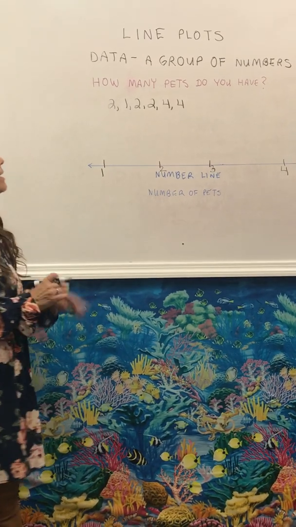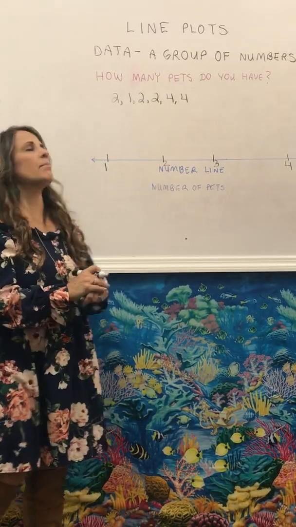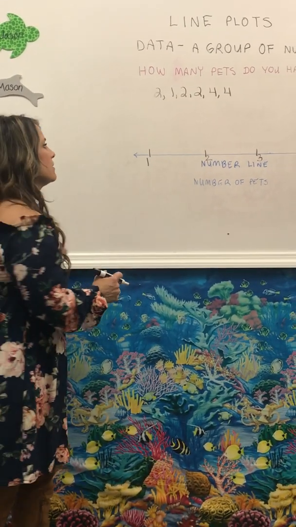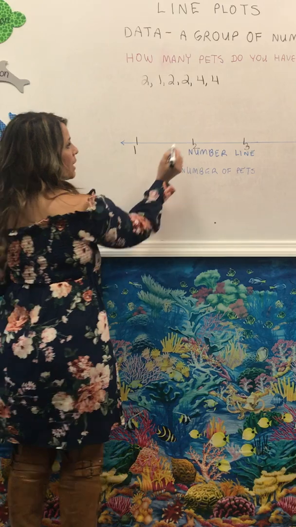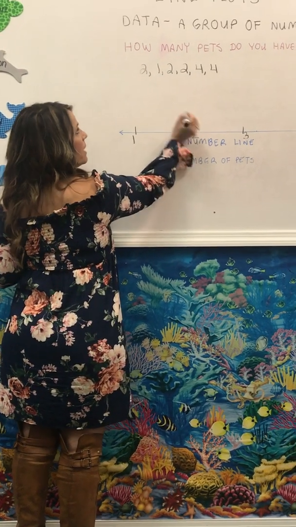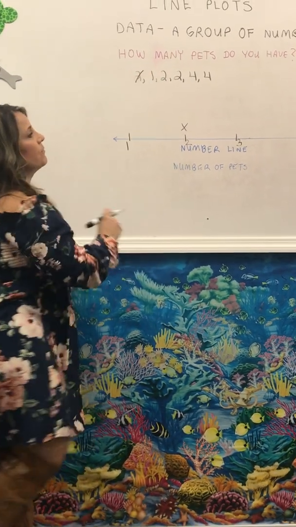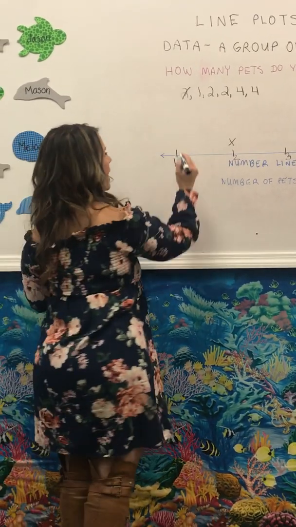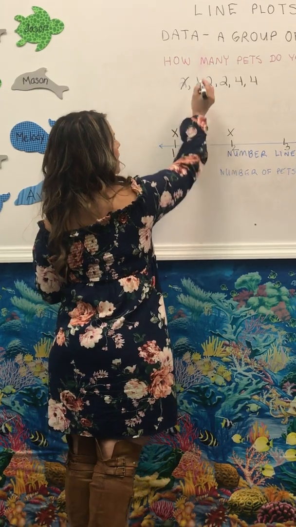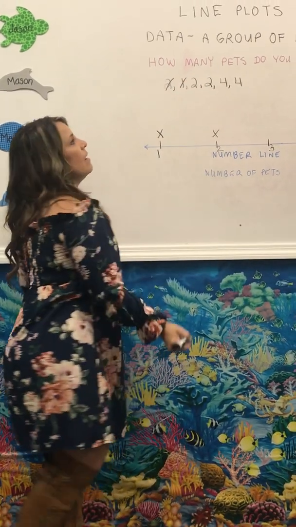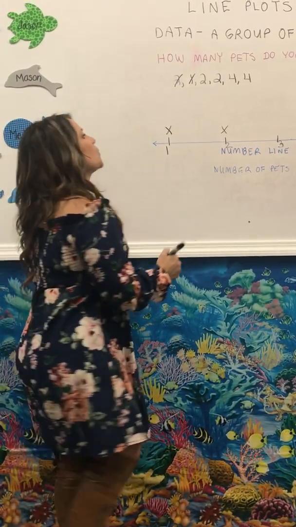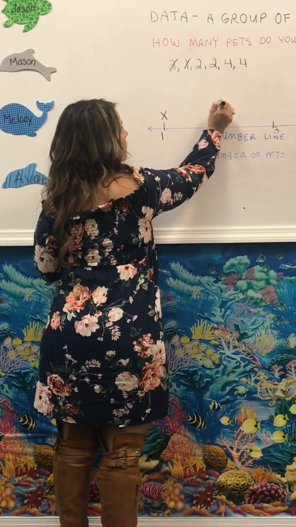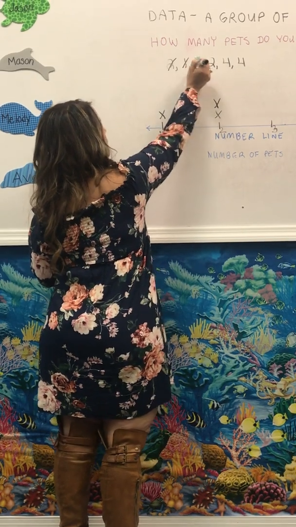So let's look at the number of pets we have up here. So we have 2 pets. So let's go ahead and put an X by the 2. Let's cross that one off. Now our next number is 1. So let's put an X by the 1. Let's cross that off so we don't forget. Our next number is a 2. We're going to put another X by our 2. We're going to cross off our 2.